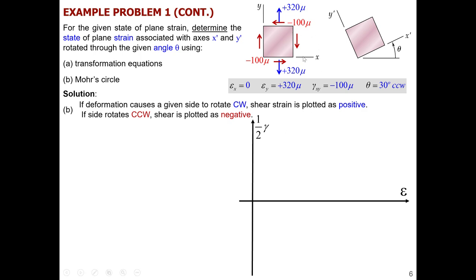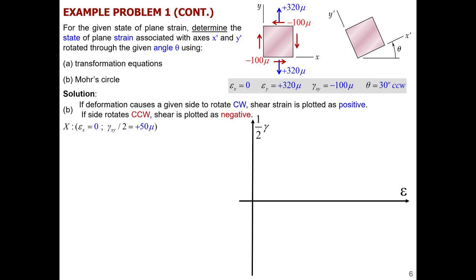Now we are looking at face x, and that will be our first point, the coordinate that we put here on our Mohr circle. On face x, what we find is that our normal strain is 0, and we have only shearing strain, which appears to be positive because it tries to rotate the element clockwise. And we remember that we have this factor of half here. So we don't take 100, we take 50, half of it, 50 microstrain.